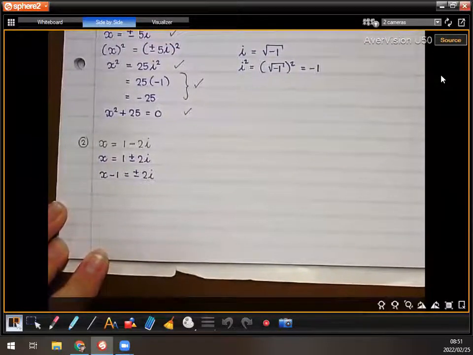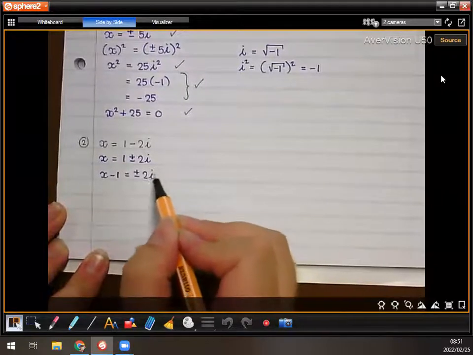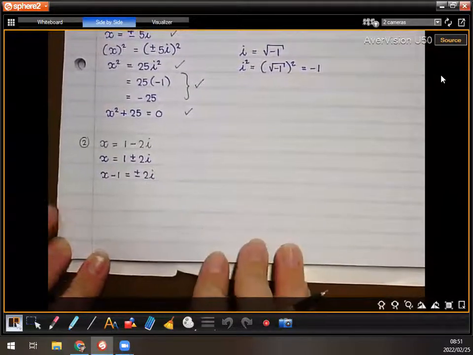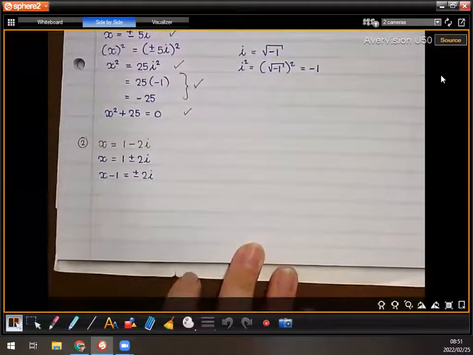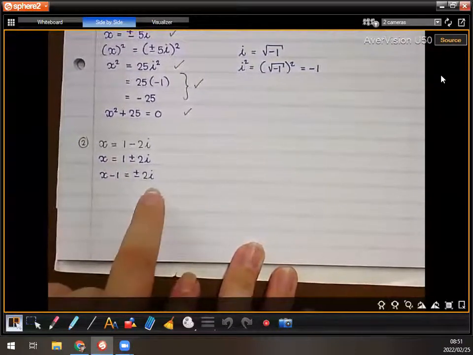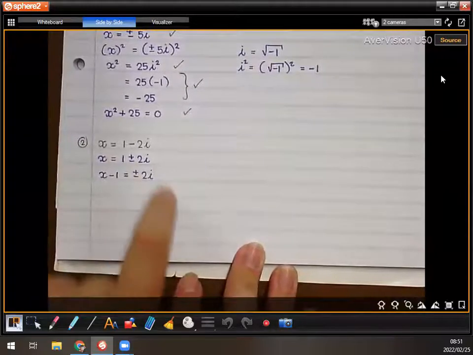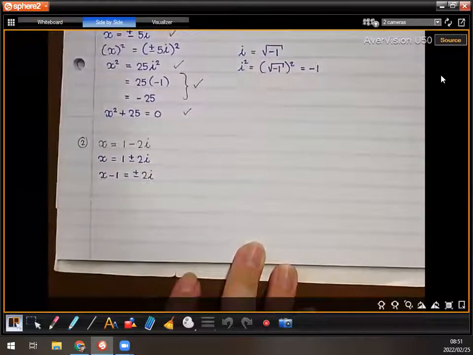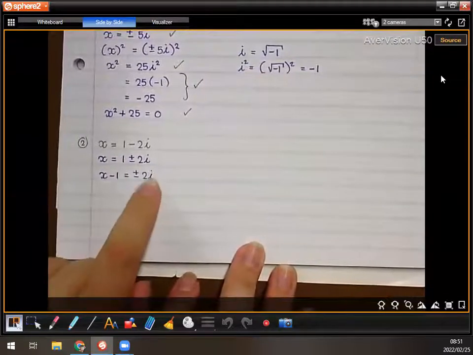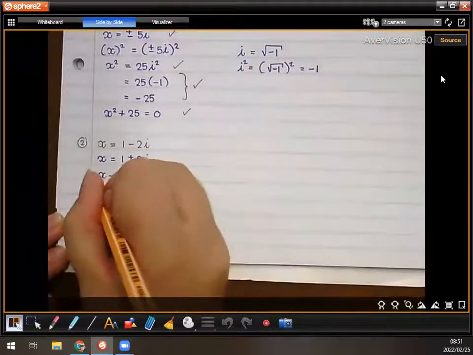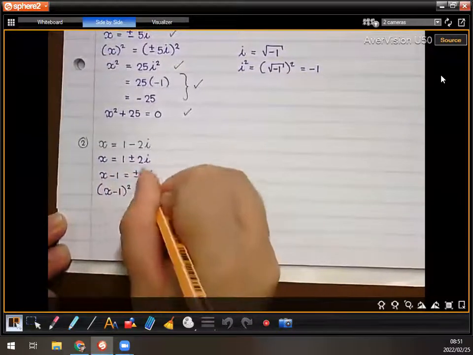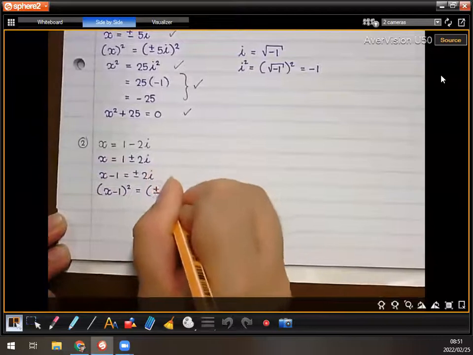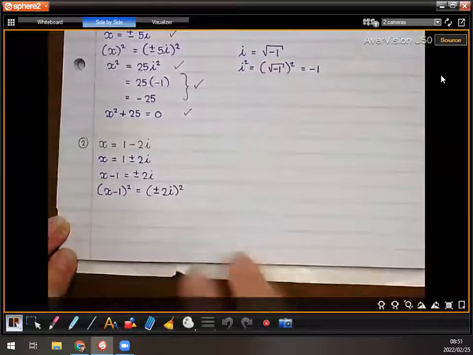And now if we square both sides, it's nice and easy. Again, I'm squaring both sides so that I can get rid of that i. In all of the equations that we've solved, there hasn't been an i in the actual equation, right? There's an i in the answer. So to get rid of this i, if we square it, it's going to be i squared, which is -1. So that is why we're squaring both sides. So we're going to do (x minus 1) squared equals (plus or minus 2i) squared.